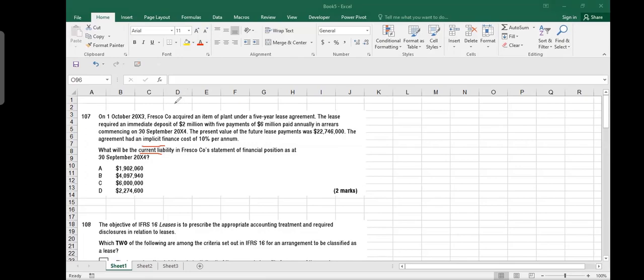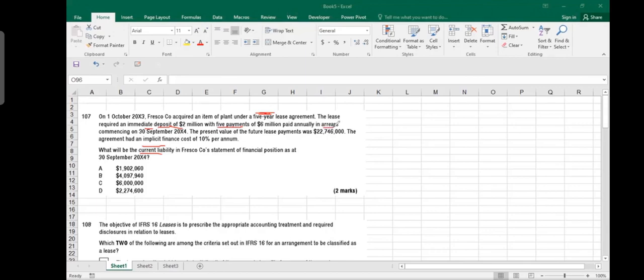Okay, let's read the question. On 1st October 2003, Fresco company acquired an item of plant under a 5-year lease agreement. The lease required an immediate deposit. Now this word deposit, you need to be careful, of 2 million with 5 payments of 6 million. So it's a 5-year lease agreement and you are going to pay 5 payments in future. So this 2 million deposit is extra to that. Million paid annually in arrears. In arrears, no problem. End of the year.